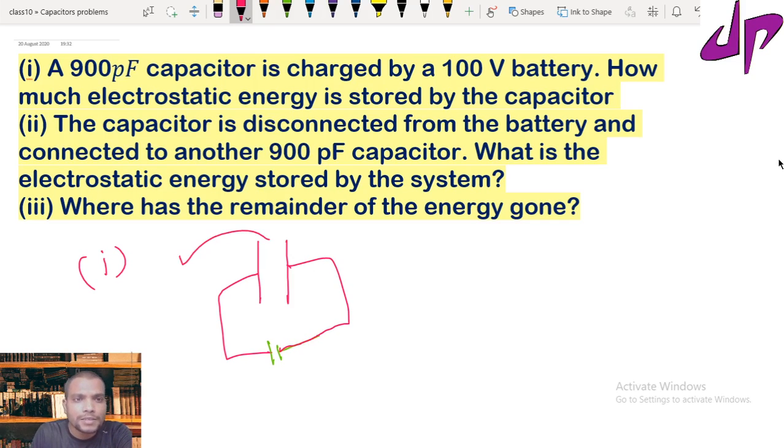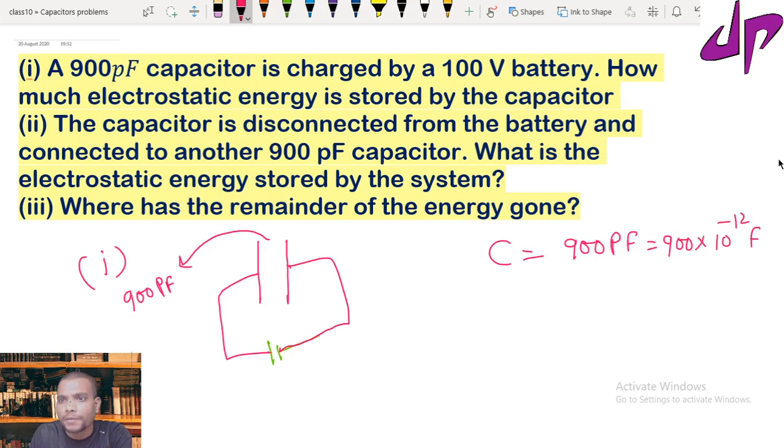Now its capacitance is given, it is 900 picofarad. So that's the value we know. Capacitance C equals 900 picofarad, which equals 900 times 10 power minus 12 farad. And one more value which is given, potential V equals 100 volt.